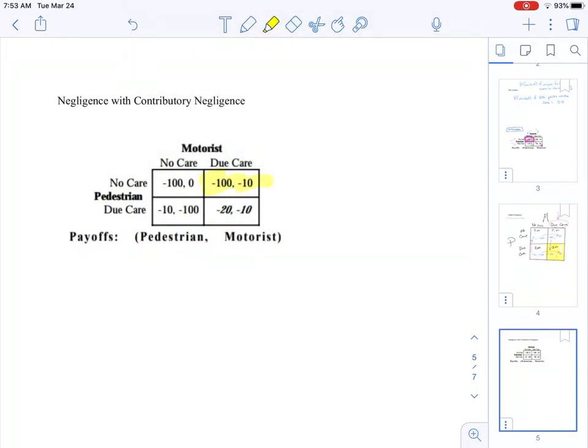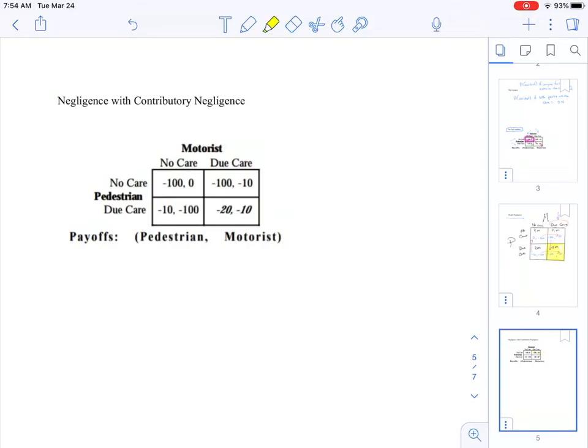So, if the pedestrian does not exercise due care and the motorist does, the motorist gets a $10 cost because of that. The pedestrian does not exercise due care. Will there be an accident? Yes, absolutely. Those costs fall on the pedestrian, because the motorist was not negligent. So even under negligence, they would not fall on the motorist. In this case, the pedestrian was contributorily negligent, but that's not really an issue because the motorist was not negligent in the first place. So minus 100, minus 10.